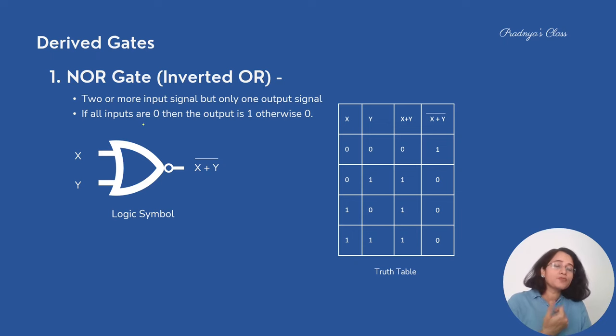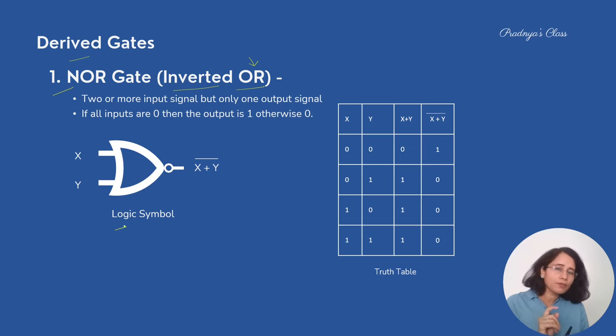Now it's time to study the different types of derived gates. These are called derived gates because we can derive them from the basic gates. In that category, the first derived gate is the NOR gate. It is also known as inverted OR. See, we can derive this NOR from OR. It also takes two or more inputs and produces a single output.